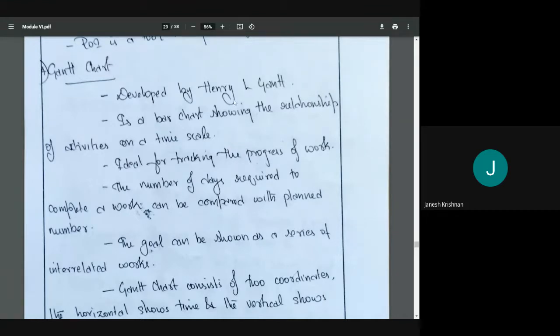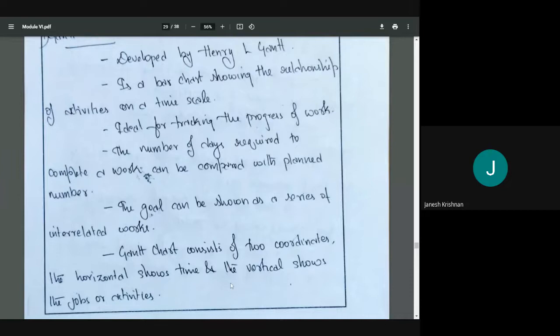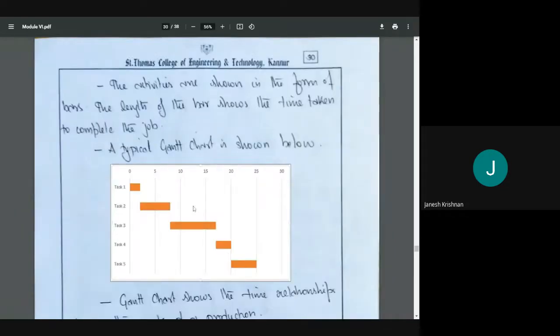It's a bar chart showing the relationships of the activities on a time scale. It's ideal for tracking the progress of work. The number of days required for completing work can be compared with the planned number. The goal can be shown as a series of interrelated works. A Gantt chart consists of two coordinates: the horizontal shows time and the vertical shows jobs or activities. The activities are shown in the form of bars. The length of the bar shows the time taken to complete the activity.